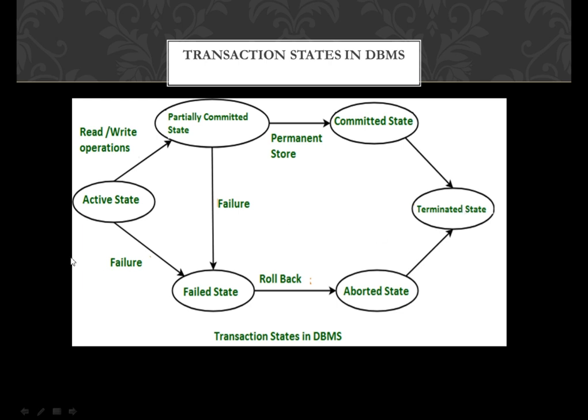Now see our third scenario. A transaction in an active state directly goes to the fail state. Some type of failure occurred and it will go to the fail state. After going to the fail state, it will roll back and it will go to the abort state and terminated state. These are the different states in our transaction. Now we can see one by one.